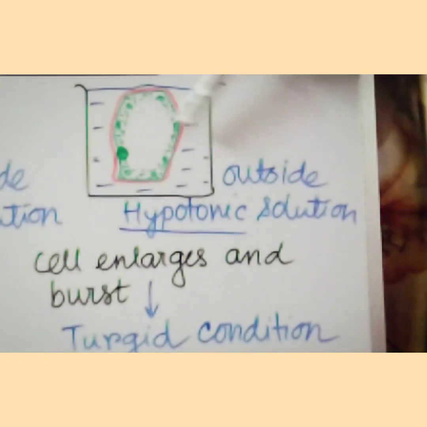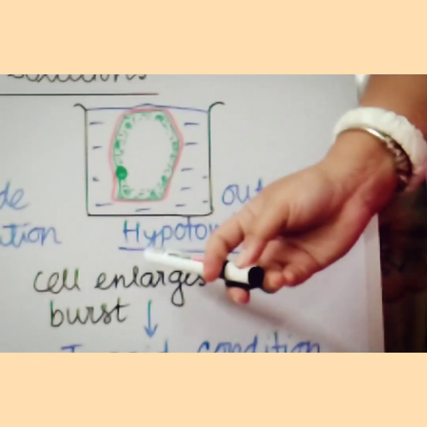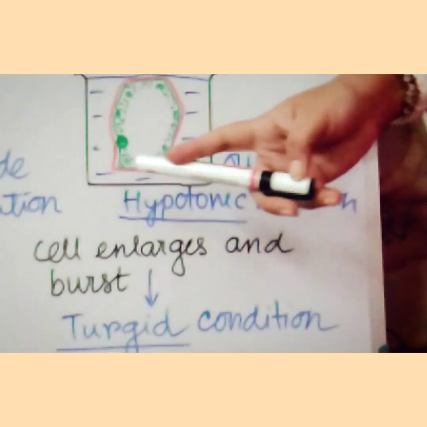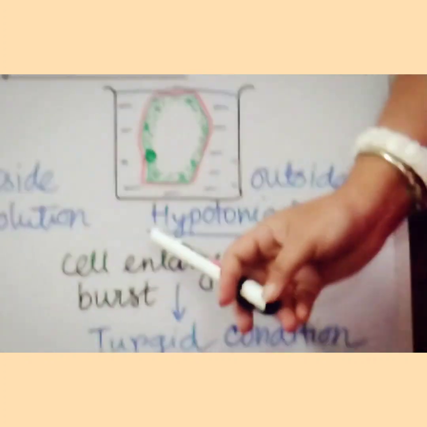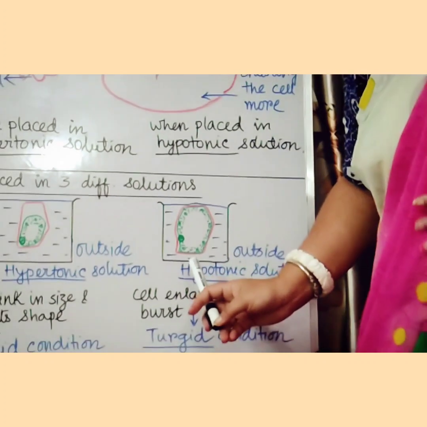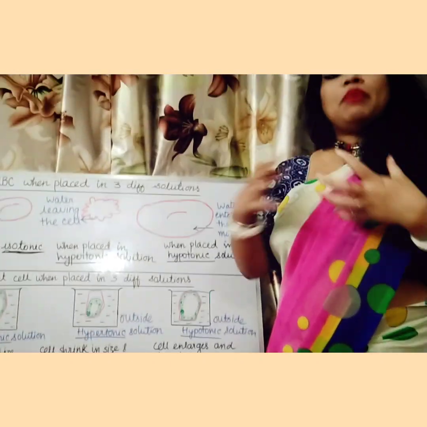So water will enter inside the cell and the cell will enlarge, and sometimes it can burst, and ultimately it will burst. That condition is known as turgid condition. So here the cell will be turgid and ultimately it will burst.